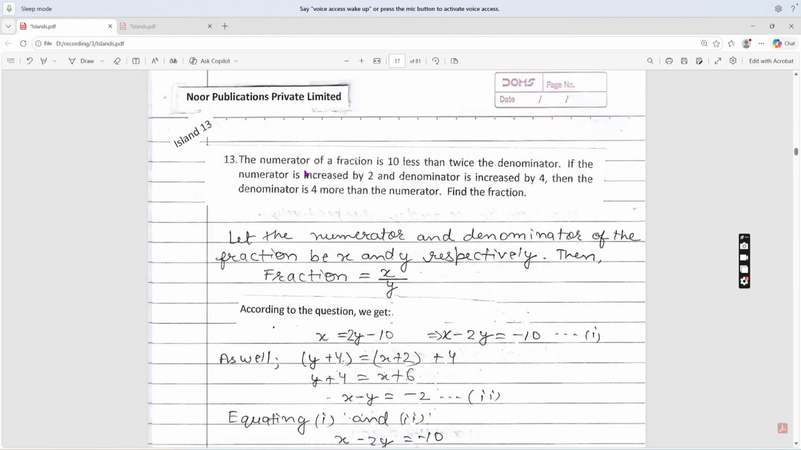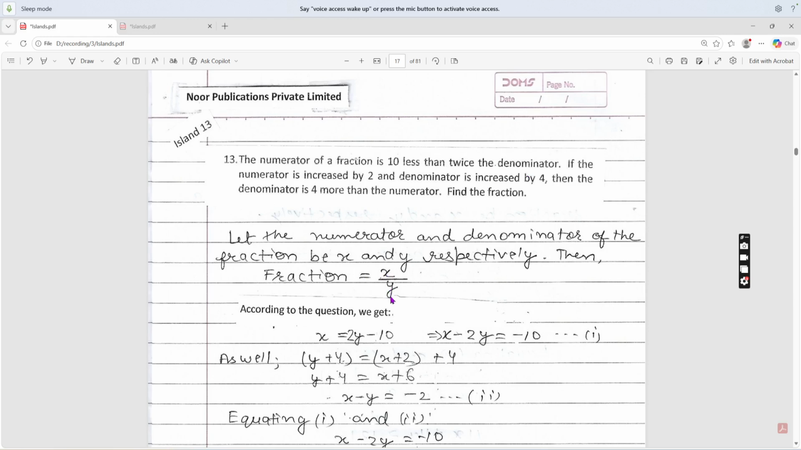Now we see further. The numerator of a fraction is 10 less than twice the denominator. Very interesting question it is. Whenever these types of questions are coming, always we are making one mistake. We are putting x upon y. It is not always right, because here, see, the numerator of a fraction is 10 less than twice the denominator. There is no ratio given.